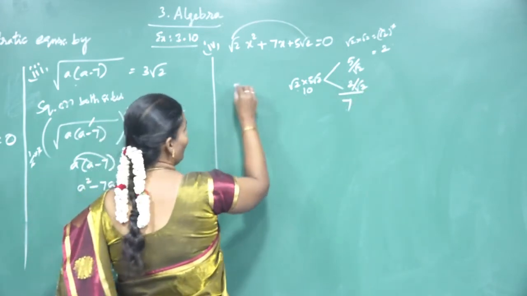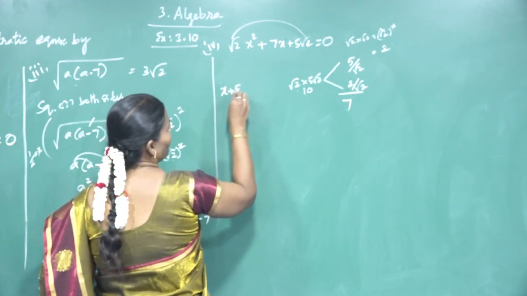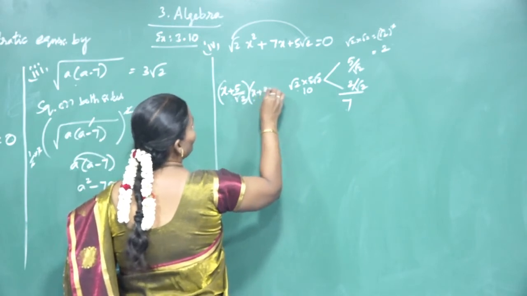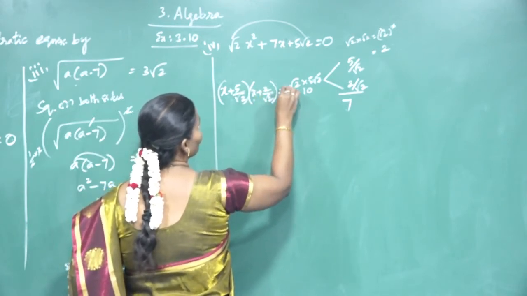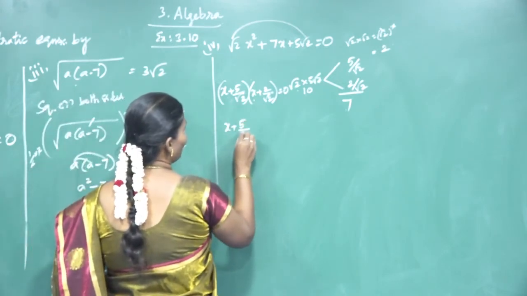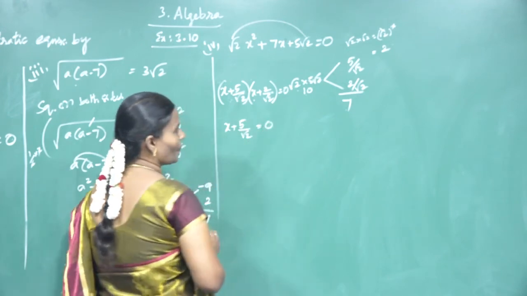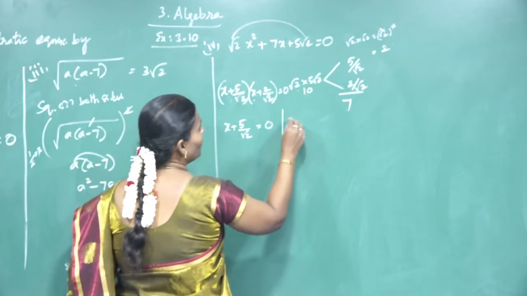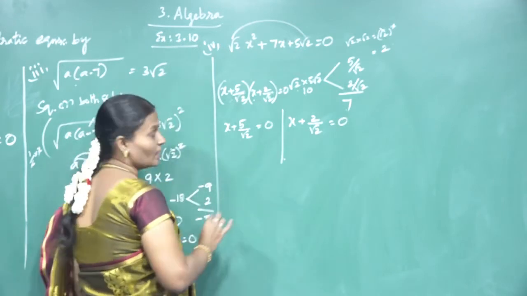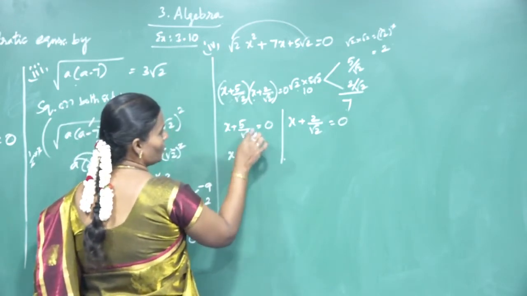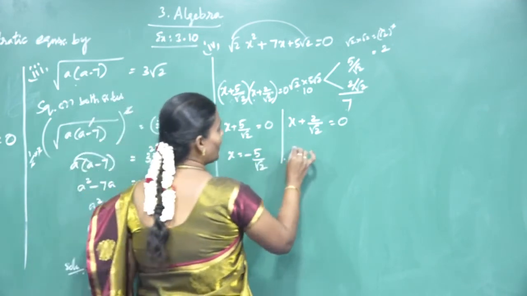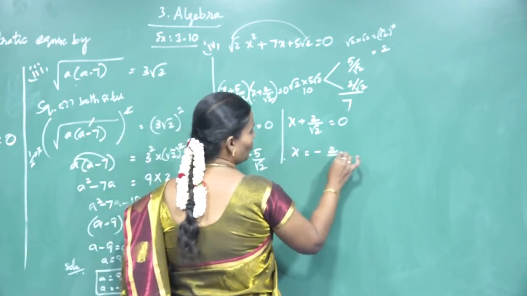So how do you write it in factors? x plus 5 by root 2, this is a linear factor, and x plus 2 by root 2, that is equal to 0. So x plus 5 by root 2 is equal to 0, and one more, x plus 2 by root 2 is equal to 0. Am I correct, children? Yes. So x is equal to minus 5 by root 2, since the plus term goes to the right side and becomes minus. Then here x is equal to minus 2 by root 2.